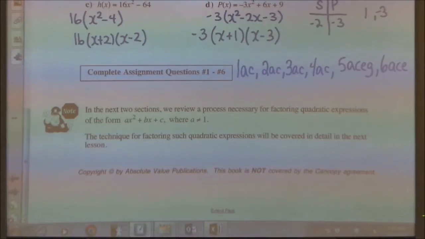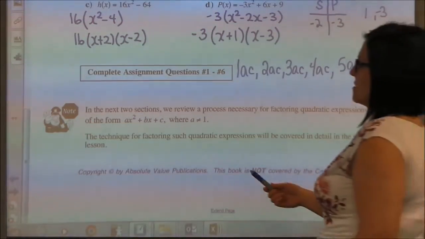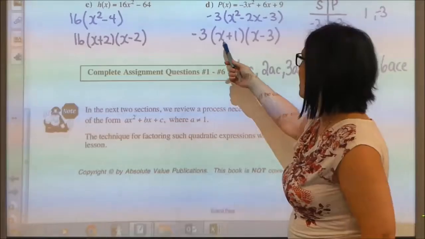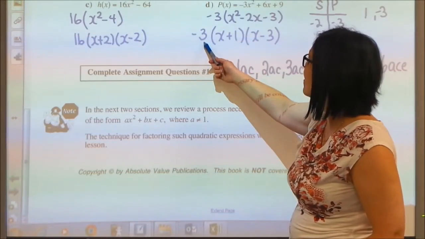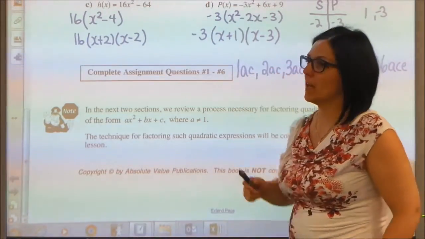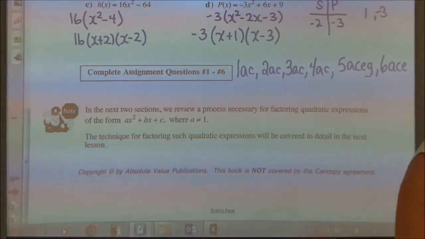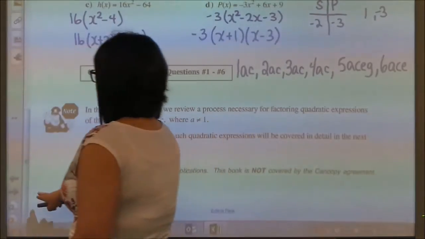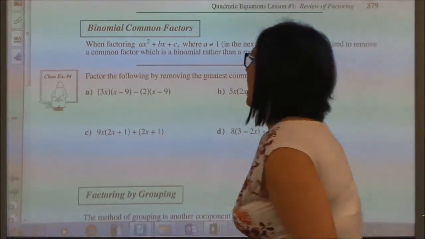Okay, so in the next section, we're going to look at a process necessary for factoring quadratic expressions of the form ax squared plus bx plus c, where the number in front of the x squared isn't a 1. Because even when I factored out the GCF, I always ended up with a 1x squared. So we need to be able to factor when we don't have a 1 out in front. So there's a couple of things to look at.